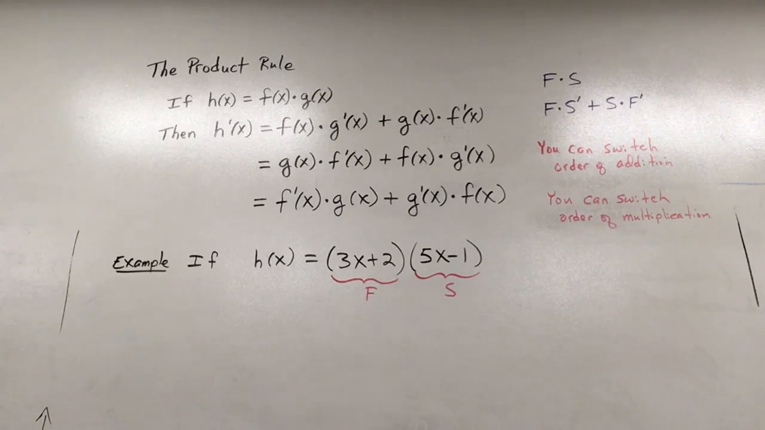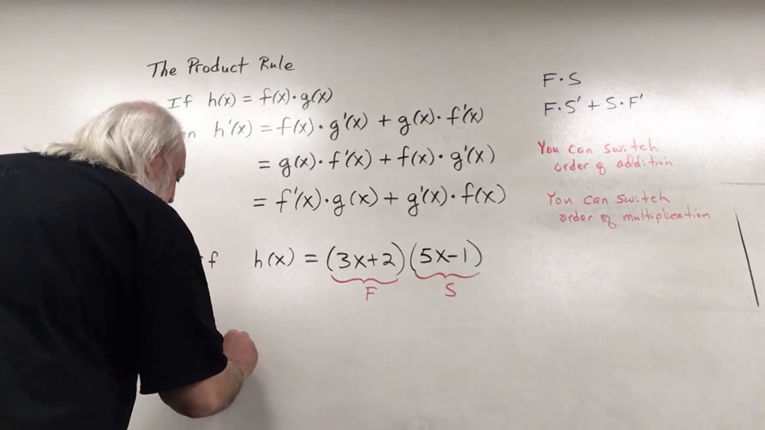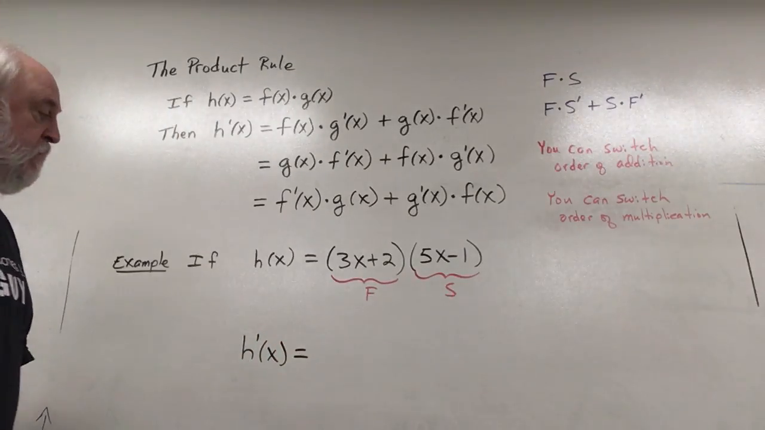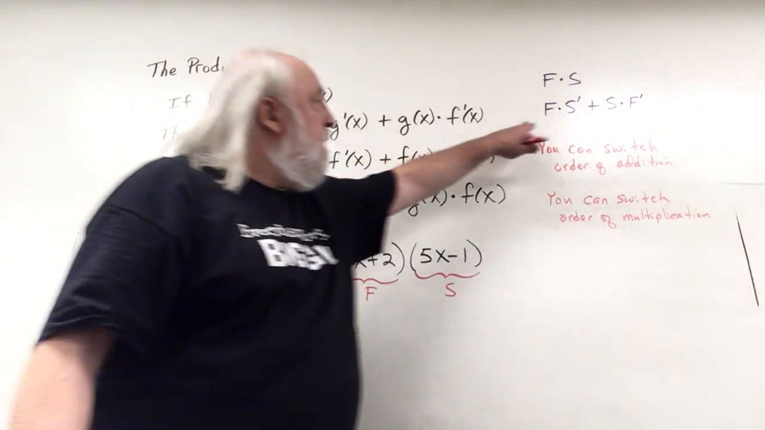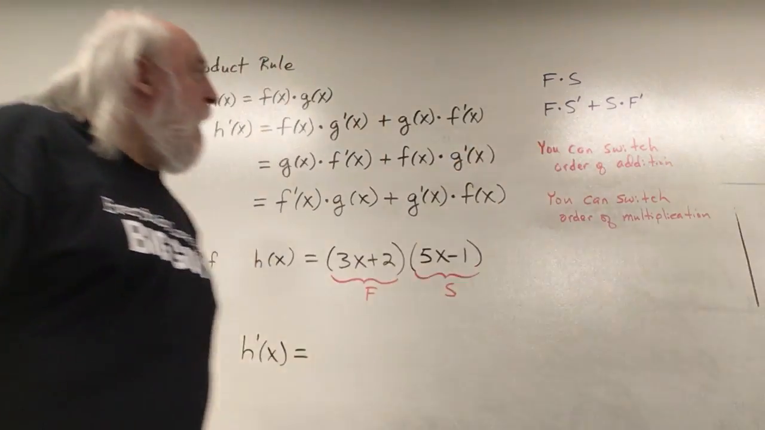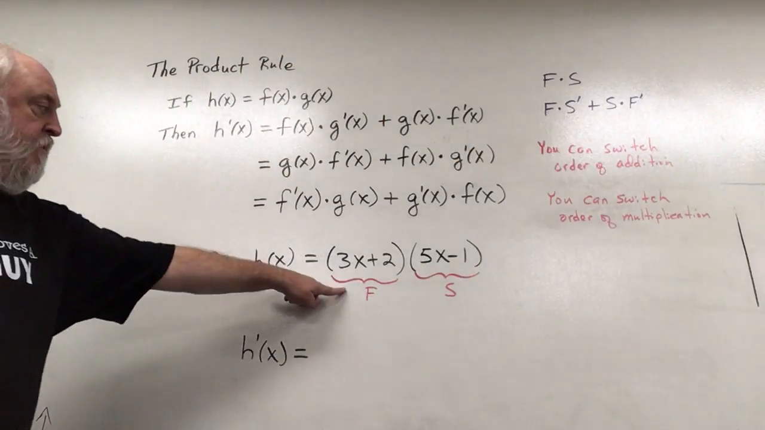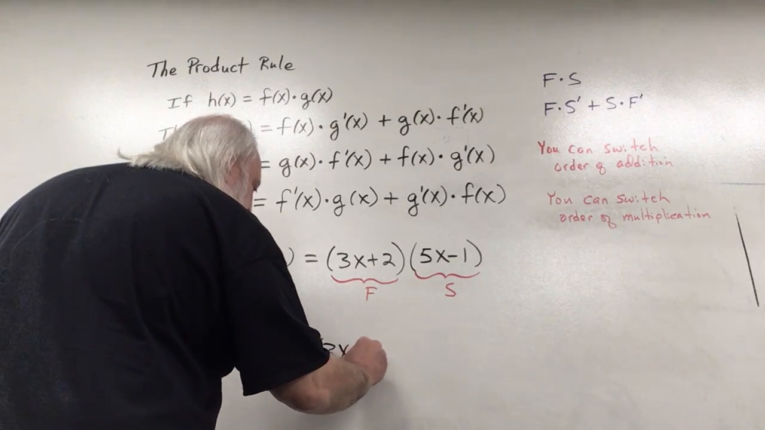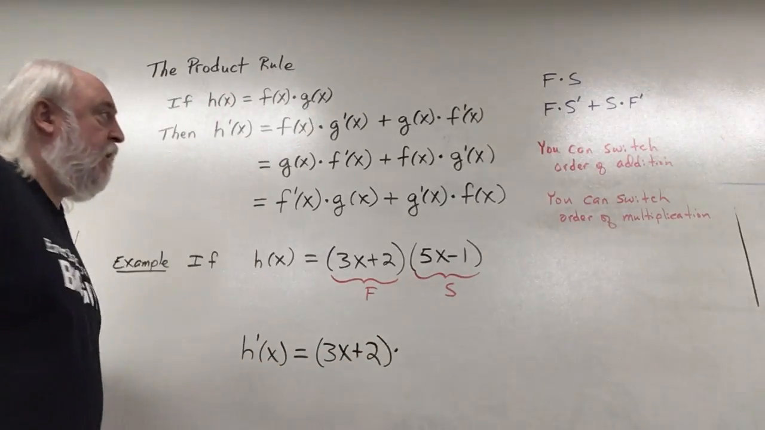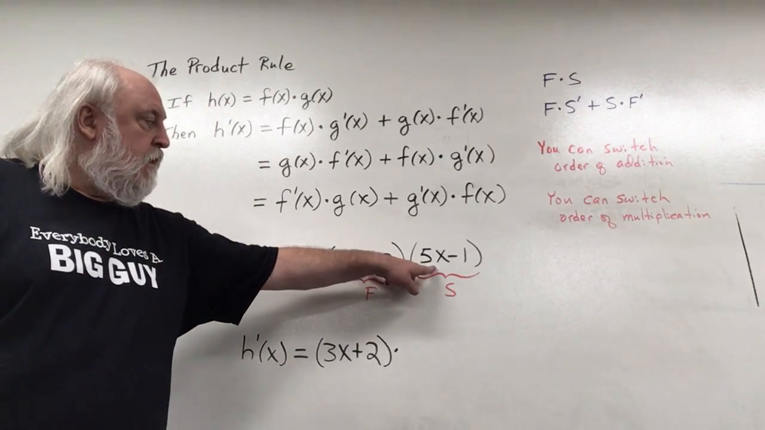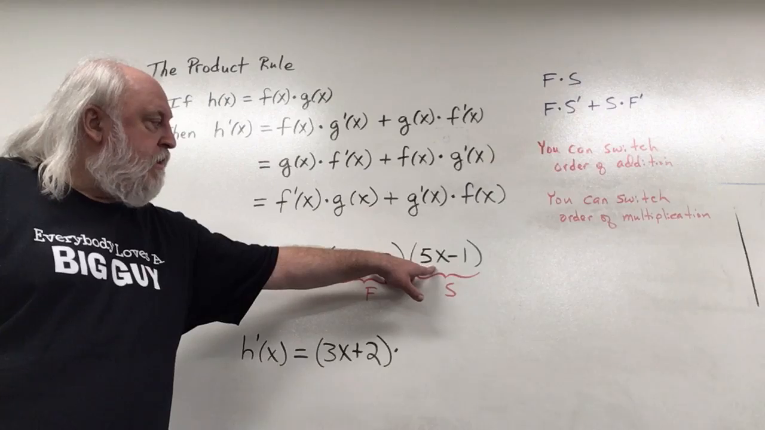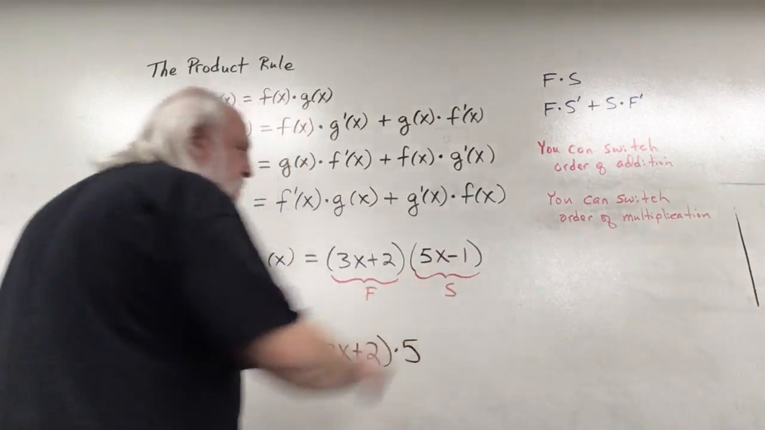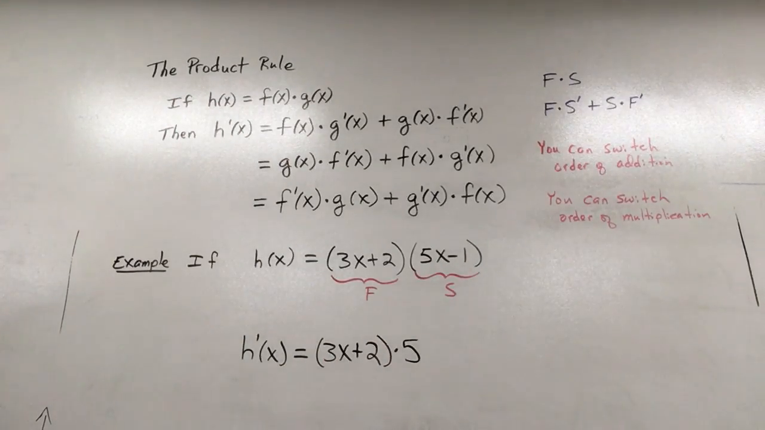So to find the derivative of h of x, which we denote with h prime of x, using the first representation of the product rule up here, I take the first function, 3x plus 2, and I multiply it by the derivative of the second function. Well, the second function is 5x minus 1, and the derivative of 5x, you know, was 5, and the derivative of minus 1, the constant, you know, is 0.